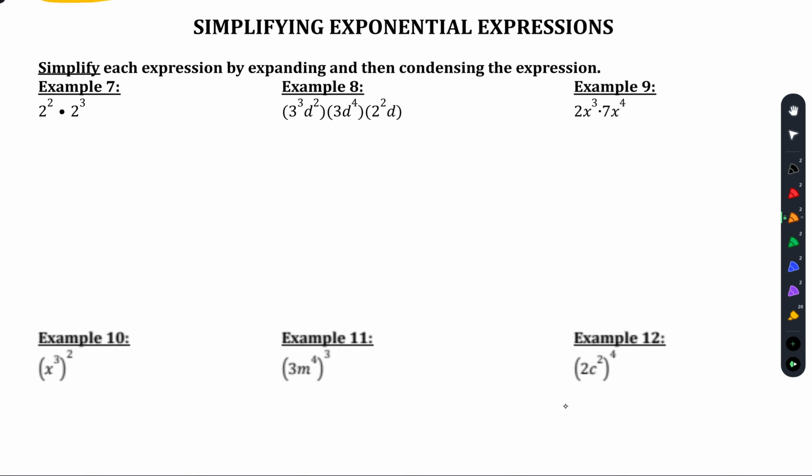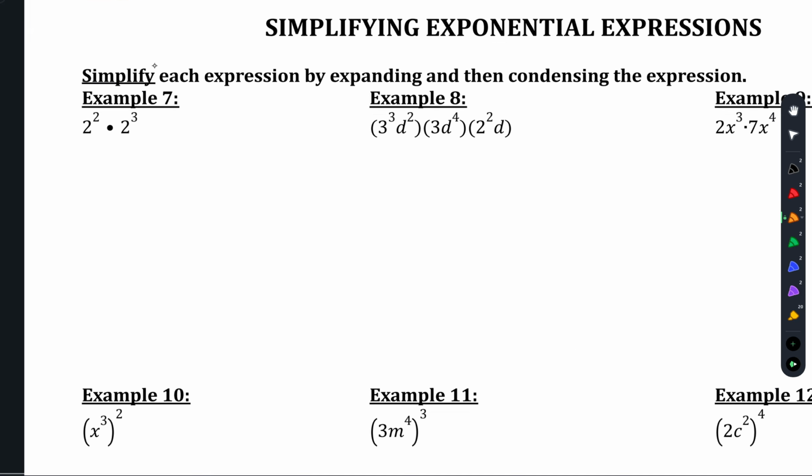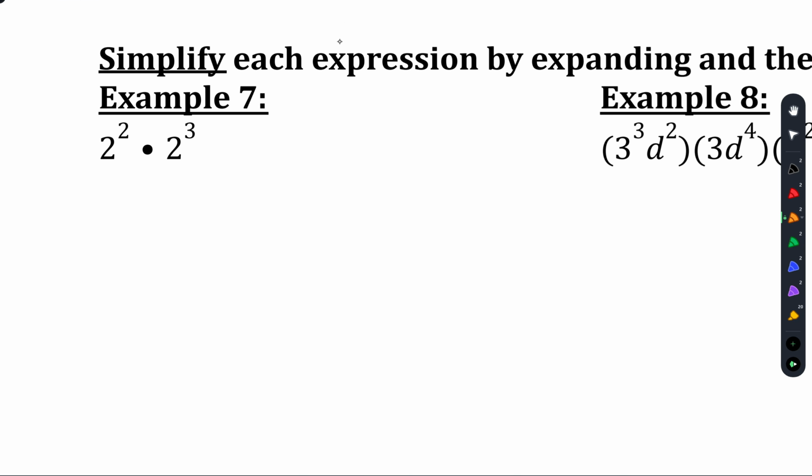Okay. So, again, we're doing this the long way today. It's going to be okay. We're going to start out simplifying these by expanding them and then condensing them. So in example 7, I need to expand these things out, and then I'm going to condense them back together. So for each unique base, I'm going to use a different color. So 2 to the 2nd power is 2 times 2. 2 to the 3rd power is 2 times 2 times 2.